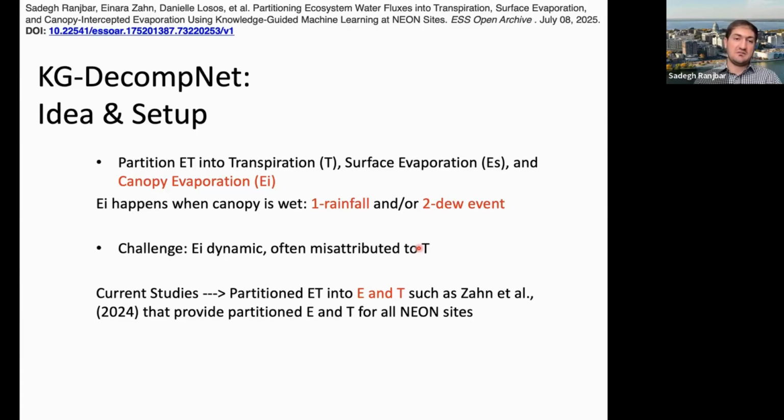And we thought, okay, we can use these KGML models and try to estimate these intercepted evaporations. We started with some basic rules for when the intercepted evaporation happens, like after rainfall and after dew events. And the challenge here was that, in our studies, the assumption is that the EI, or the intercepted evaporation, is usually misattributed to transpiration, because they have the same source and they both come from the canopy.